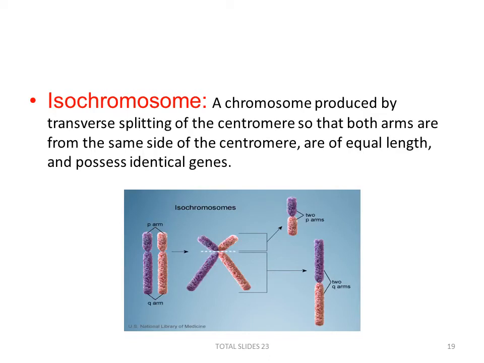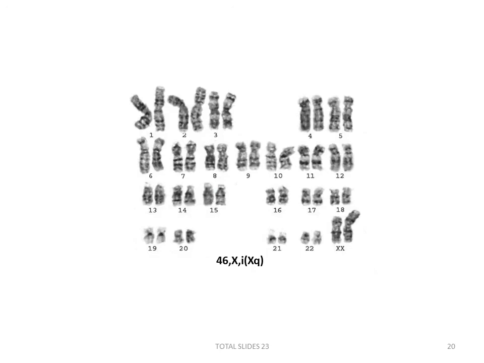Isochromosome is a chromosome produced by transverse splitting of the centromere so that both arms are from the same side of the centromere, are of equal length and possess identical genes. As you see in the picture, normally the separation between chromosomes during segregation is vertical, dividing the chromosome into two identical chromatids. In isochromosome, the separation plane will be horizontal, dividing the chromosome into two short arms or two long arms, forming what is called isochromosome. The best example is what we saw in Turner syndrome.